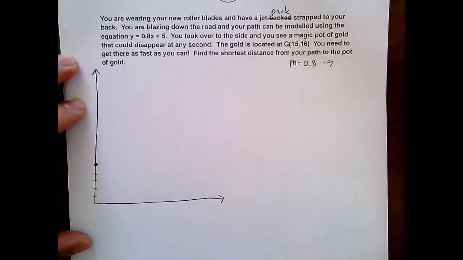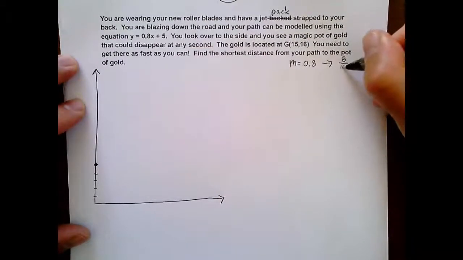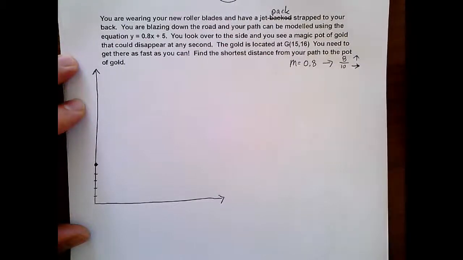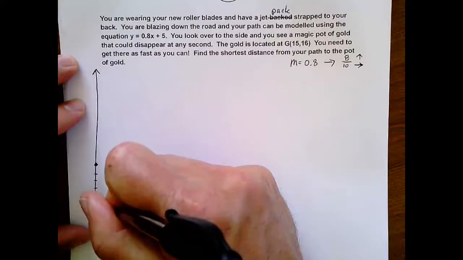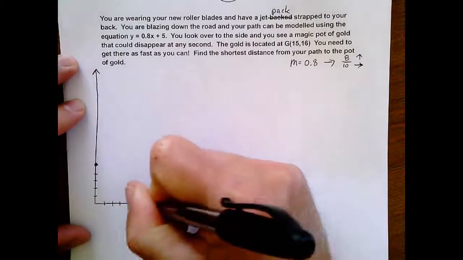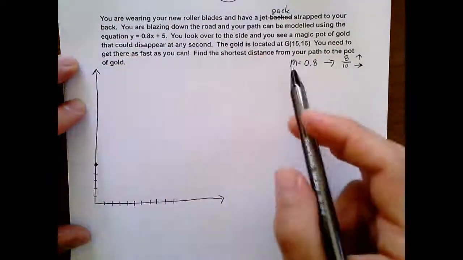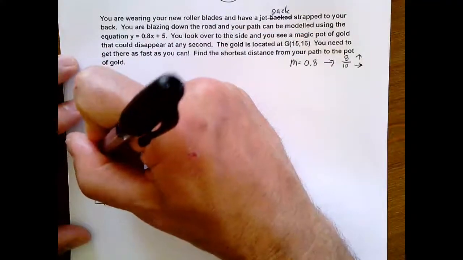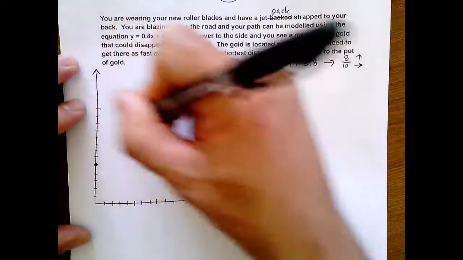Well, if you read this, that reads 8/10. So you could write it like this, 8/10, and then you know for every 10 it goes over, it goes up 8, right? 8/10. Okay, so I'm going to go over 10 and up 8 from this point. So 1, 2, 3, 4, 5, 6, 7, 8, 9, 10. All right, and I'm already at 5, but I'm going to go up 8 more, so that puts me at 13. So 6, 7, 8, 9, 10, 11, 12, 13.